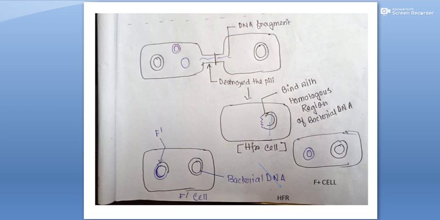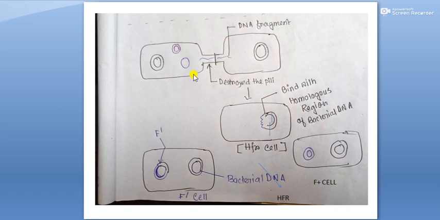In another way, they can develop a pure form of F plasmid, or double-stranded F plasmid, which is transferred into the recipient F minus cells, and the recipient F minus cells are converted into F plus cells, right? So by these Hfr cells, the recipient cells can be converted into F prime cells, also F plus cells, and also they can form Hfr cells.